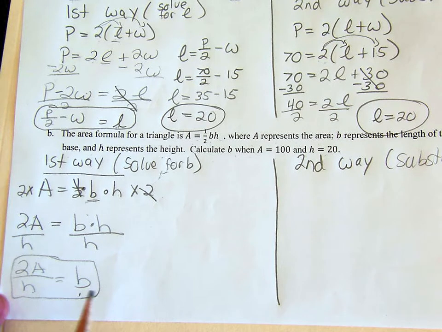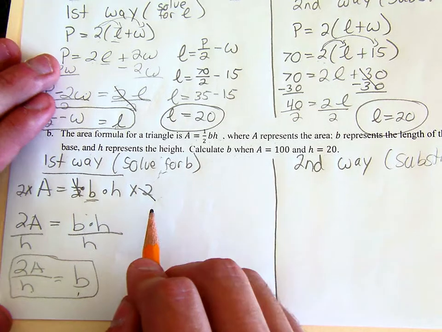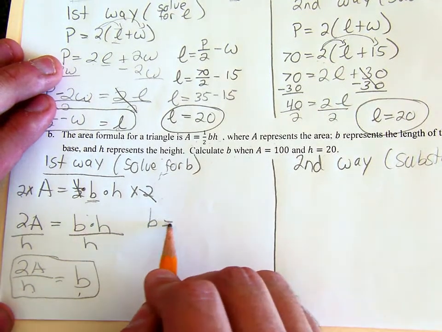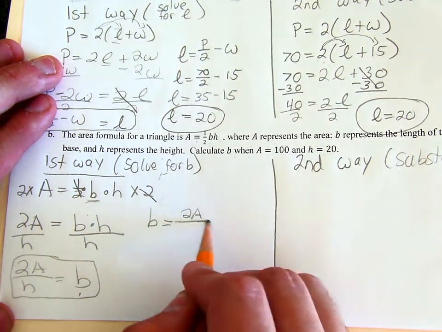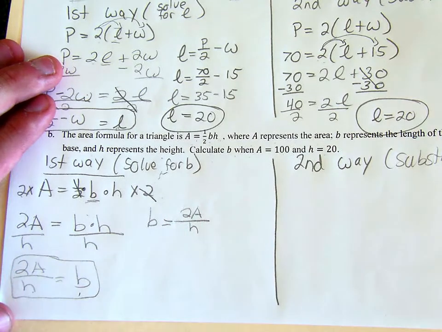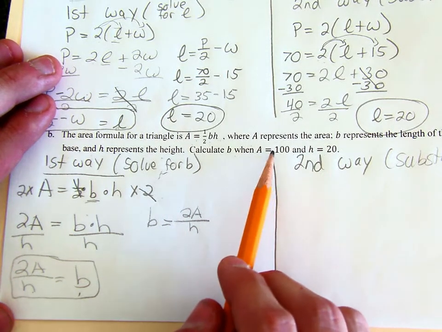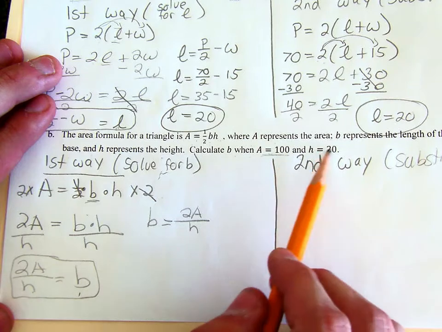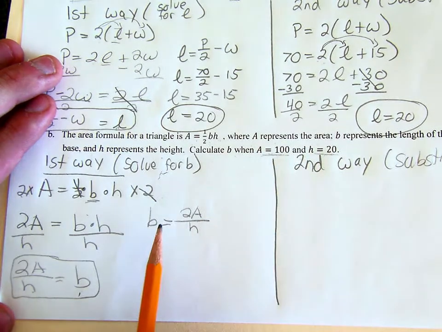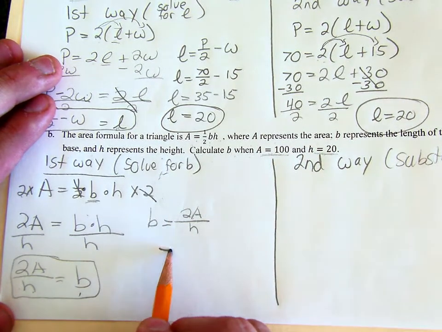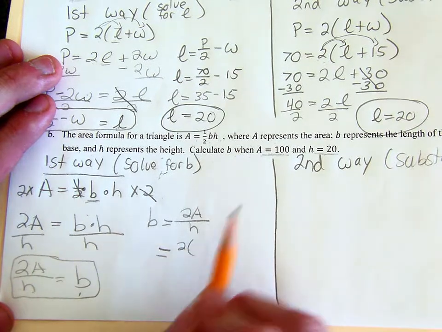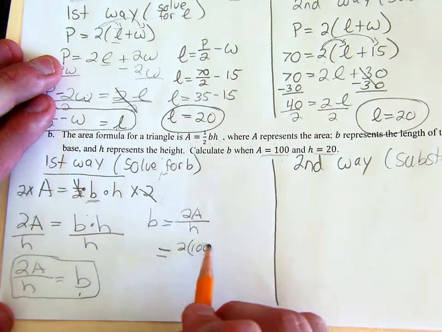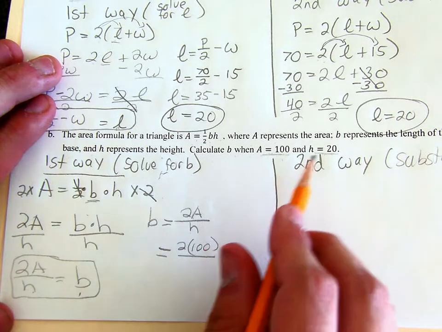So we're going to use this formula. I'll start with base equals 2 times the area divided by the height. I'm just going to substitute in now: area equals 100, height equals 20. So wherever I see an A, I'll have base is equal to 2 times 100 divided by our height, which is 20.